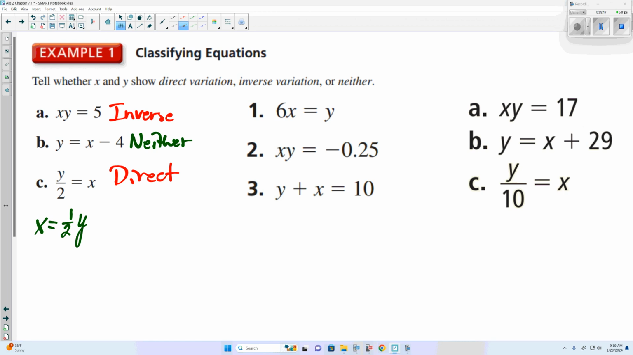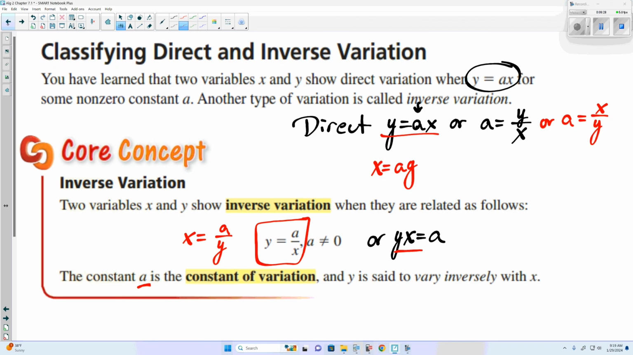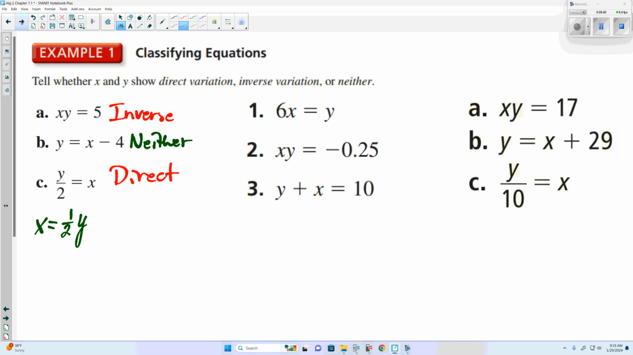So let's look at the next 3. Number 1, 6x equals y. Direct, inverse, or neither? Direct. Because if we look back at our main types, we have y equals a times x. Our a value is 6. So this is direct. We're just trying to match it up with one of our types.